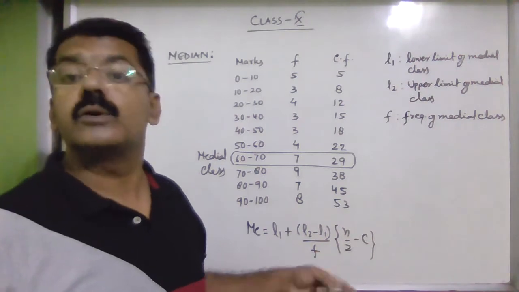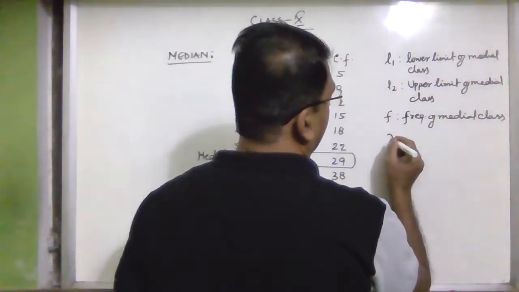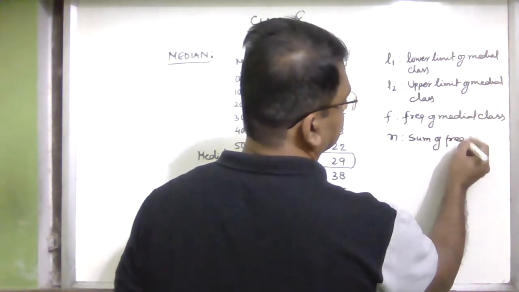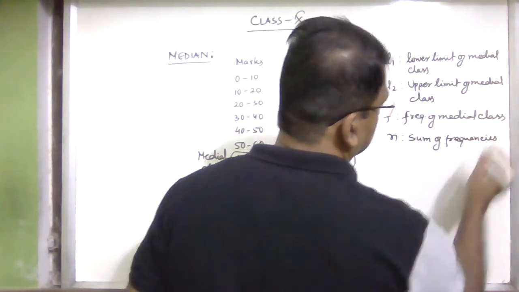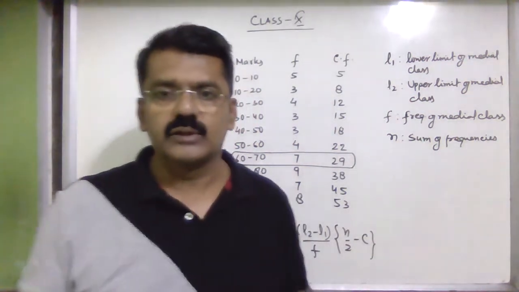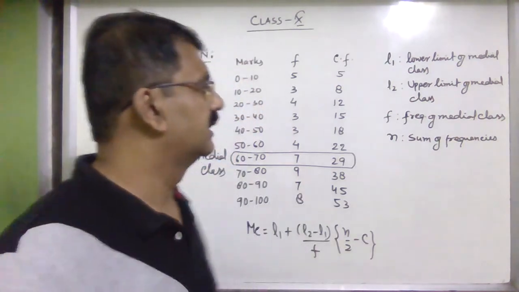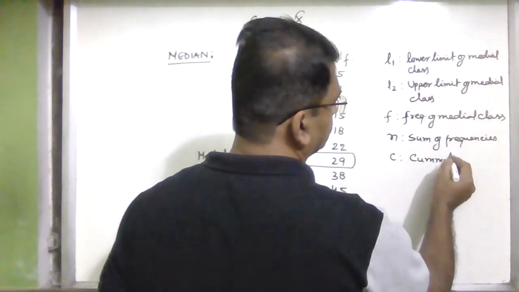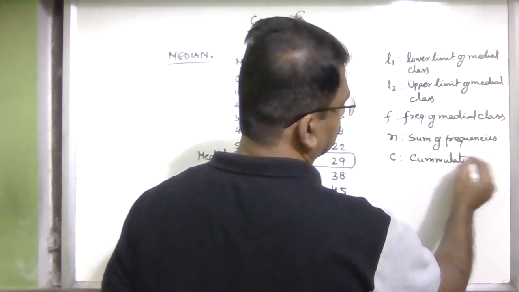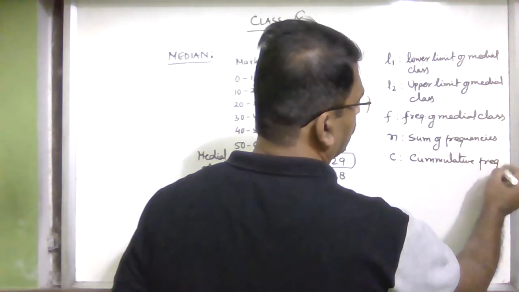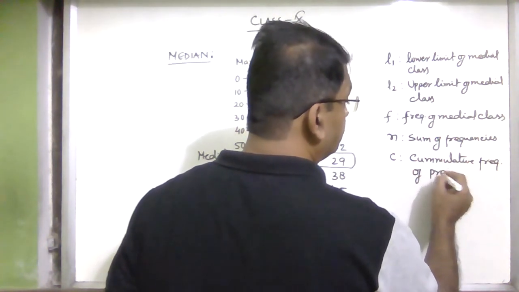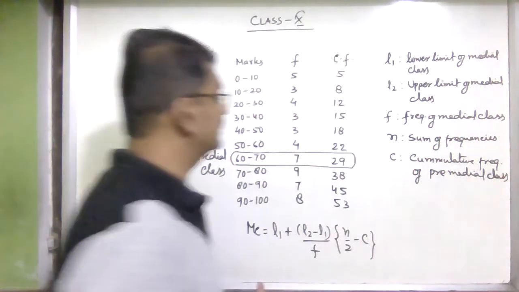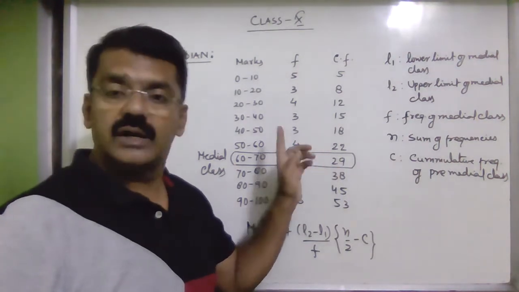Now N is equal to sigma F, that is the sum of frequencies. And C is the cumulative frequency of the pre-median class, meaning the class which is previous to the median class, its cumulative frequency.